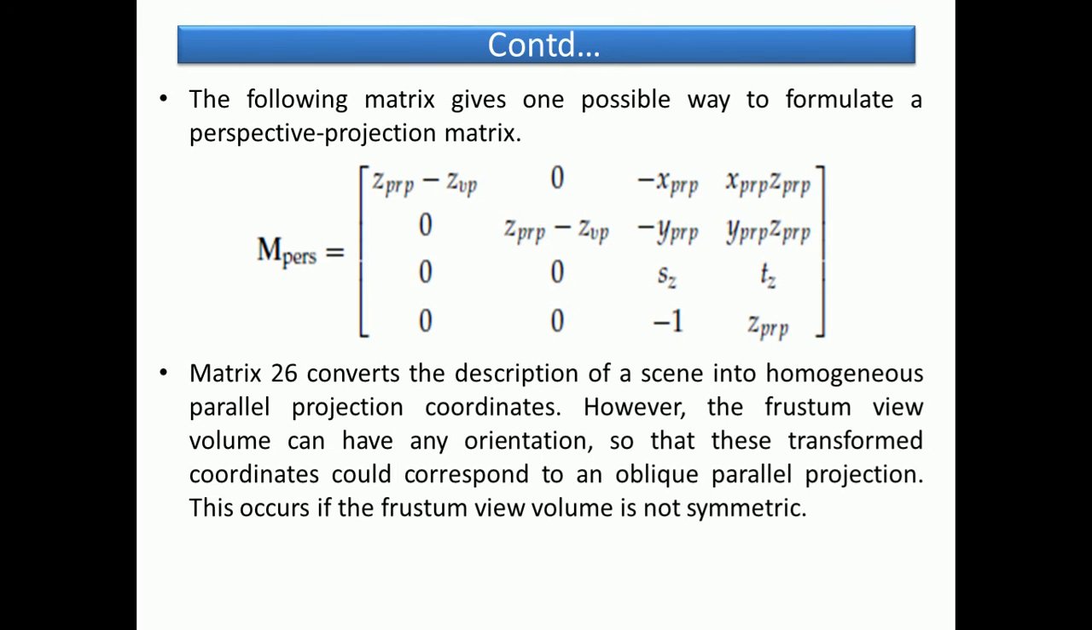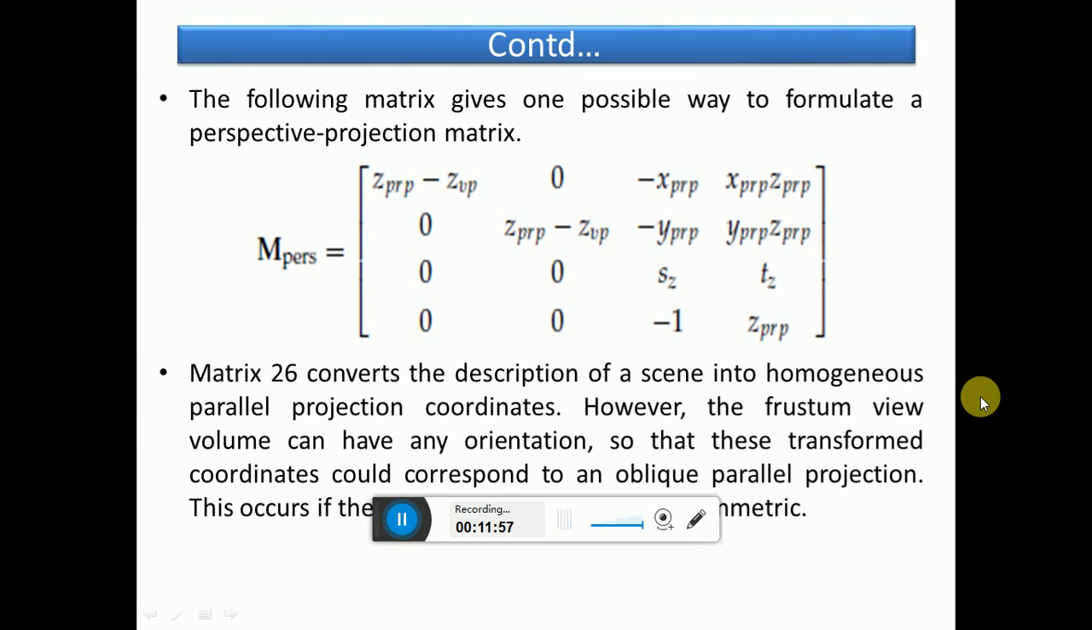However, the frustum view volume can have any orientation, so that these transformed coordinates could correspond to an oblique parallel projection. This occurs if the frustum view volume is not symmetric. If the frustum view volume for the perspective projection is symmetric, then the resulting parallel projection coordinates will correspond to an orthogonal projection. In the next class, I'll consider some of the possibilities and explain some of the properties. Thank you.